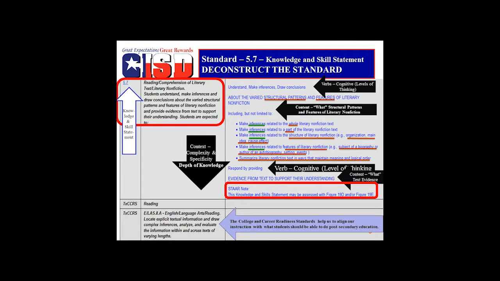Lastly, let's review our college and career readiness standards. Our college and career readiness standards help us to align our instruction with what students must be able to do post-secondary education. Students must be able to locate explicit textual information and draw complex inferences, analyze and evaluate the information within and across text of varying lengths.